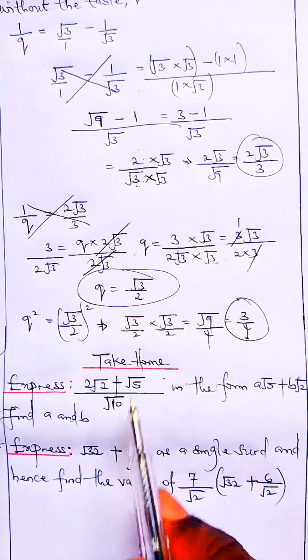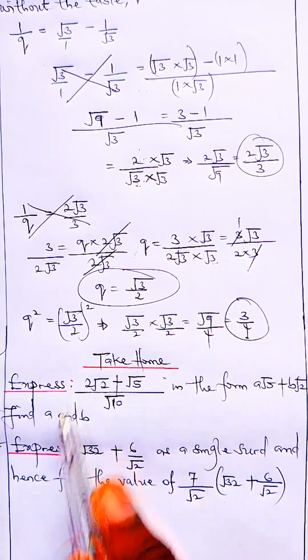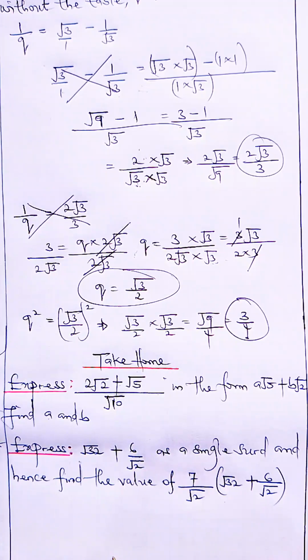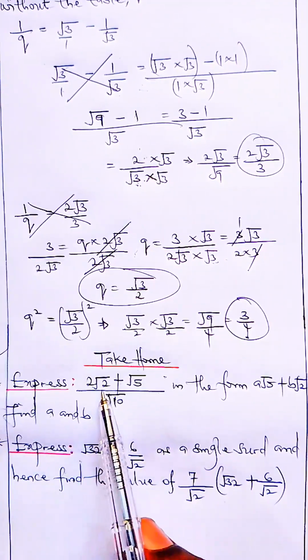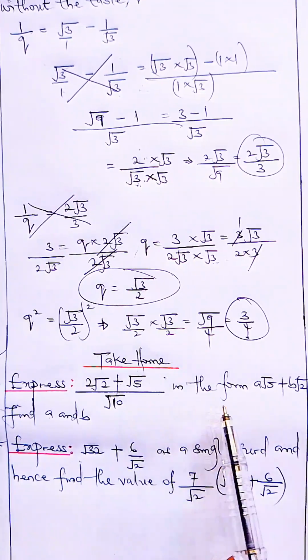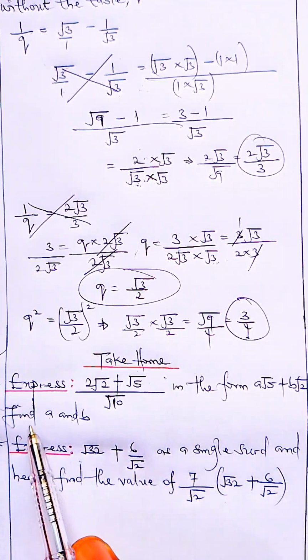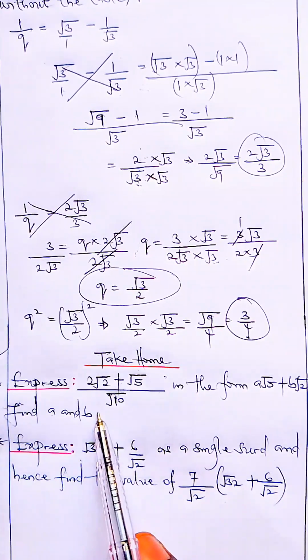Okay, it's time for our take home. So we have a couple of questions here to test how much we got from today's exposition. Number one question, express 2 root 2 plus root 5 over root 10 in the form a root 5 plus b root 2. Then we are expected to find a and b.